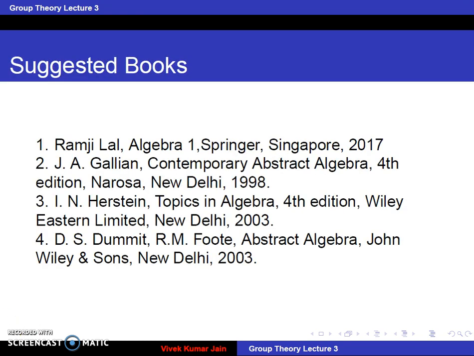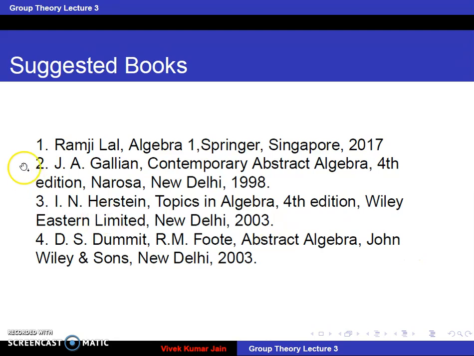The first book is the book of Ramji Lal, Algebra 1, Springer, 2017. The second book is J.A. Gallian, Contemporary Abstract Algebra, Narosa, New Delhi. A new edition is also available; you can take that edition. Then I.N. Herstein, Topics in Algebra, and D.S. Dummit and R.M. Foote, Abstract Algebra.